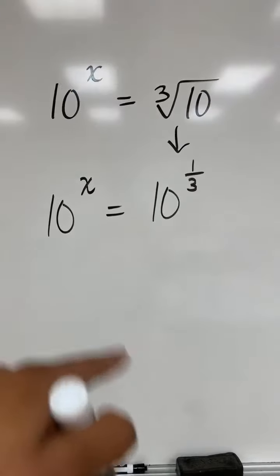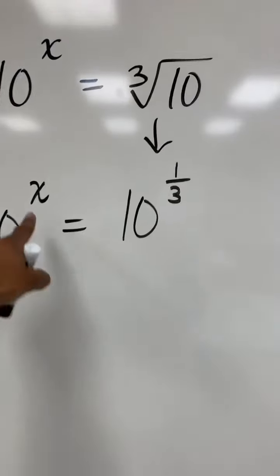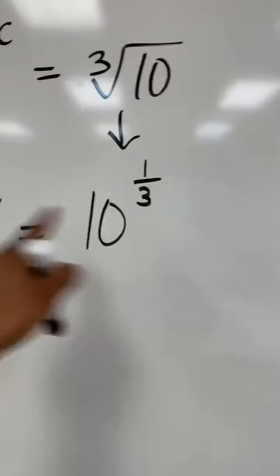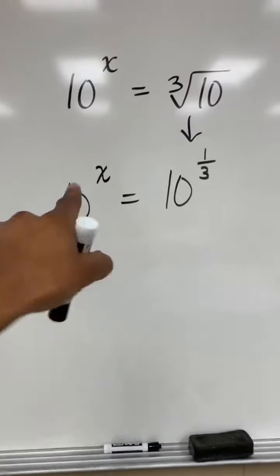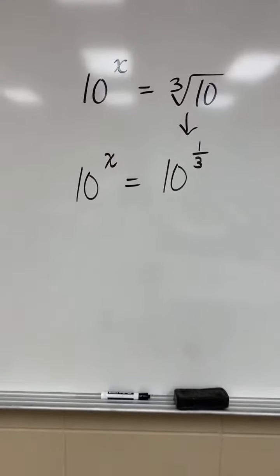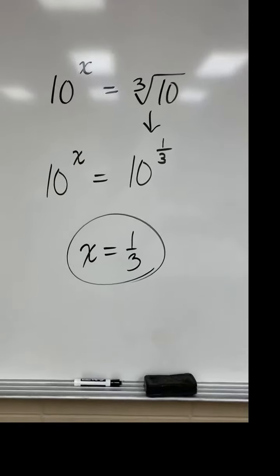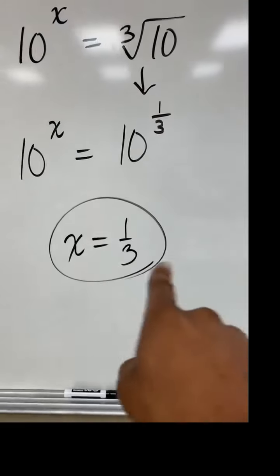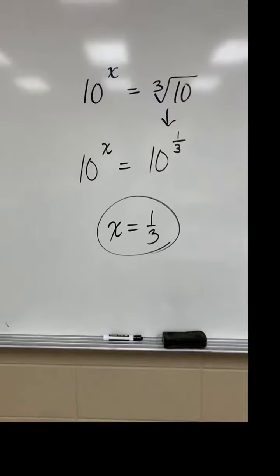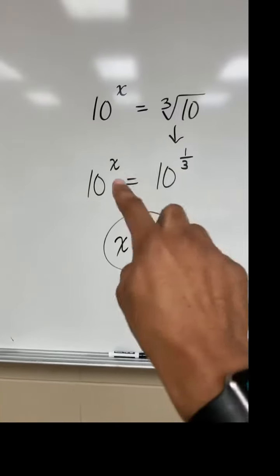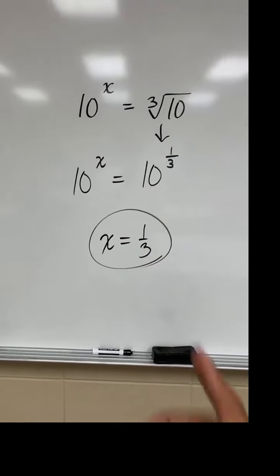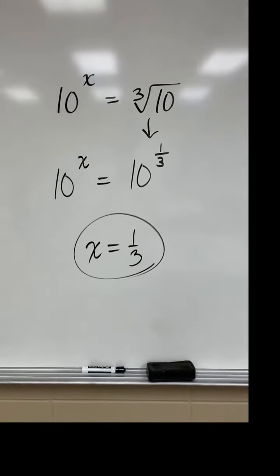So basically, this is kind of simple. We know what the answer is. X has to be a 1/3 for these two to be equal to each other. So the answer is 1/3. There's my solution right there, 1/3. And it all happens because my bases are matching up. Now I got my exponents showing. Then it's easier to solve it.